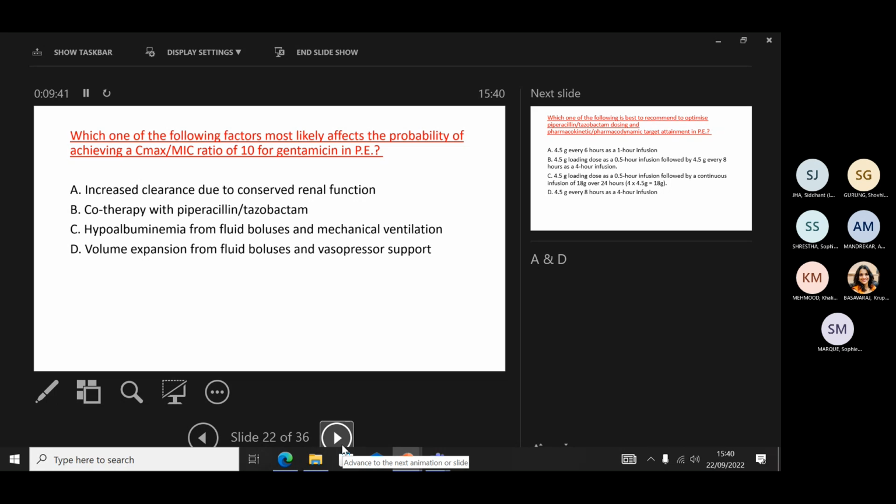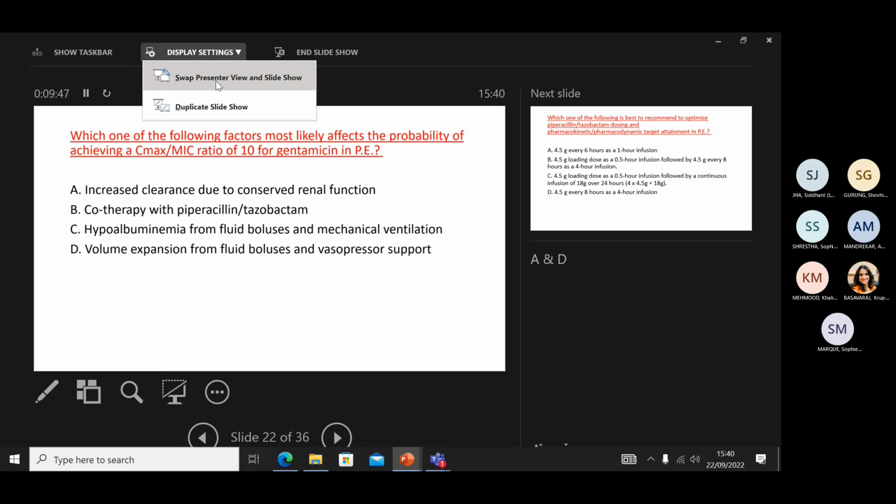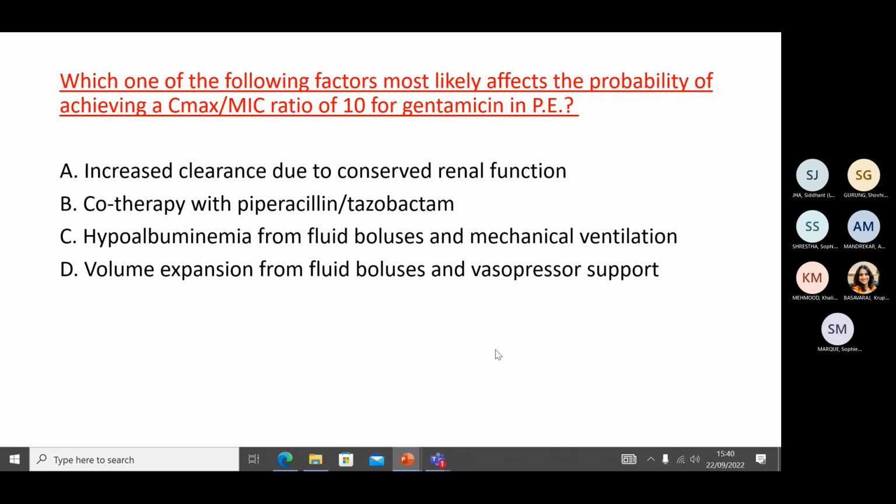Is there no way I can hide the answers? I think you've got display settings, can you? I think that's the right thing. Just make it one. Yes, yeah, take this one. Okay, good, thank you. Okay, next.